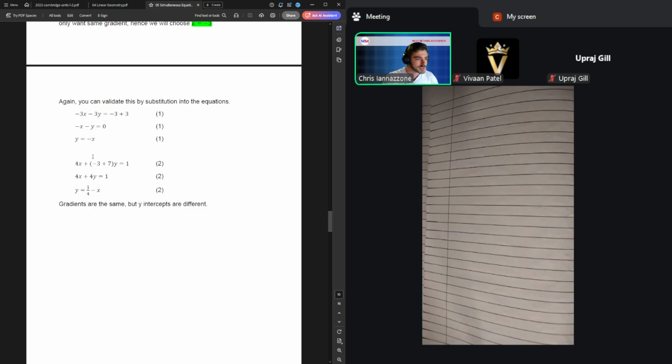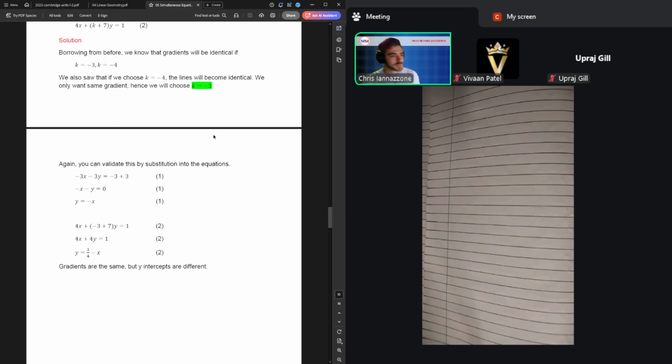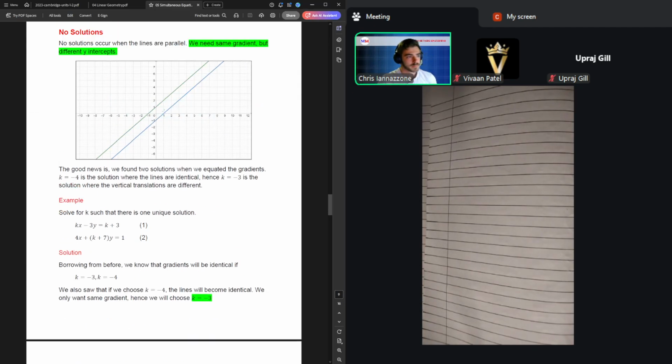Whatever that test was, you would see, cool, these both have a gradient of -1. That's perfect. That makes them parallel. This one has a y-intercept of 0. This one has a y-intercept of 1/4. Different, therefore parallel.